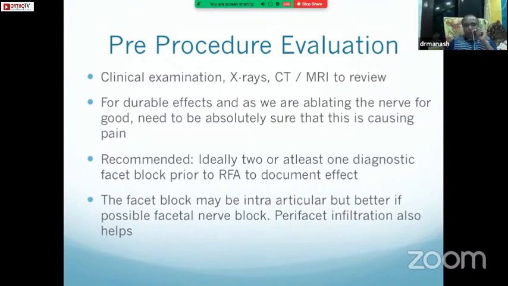The block may be intra-articular, but a peri-articular facet nerve block also works well. If we are going for the RFA, you can actually, during the diagnostic block, target the medial nerve, the medial branch, and that works. That is more useful.